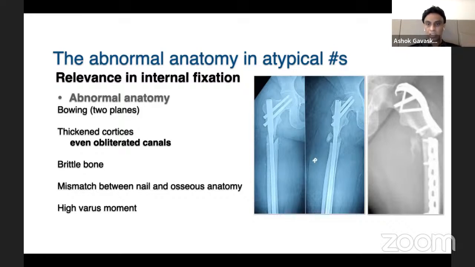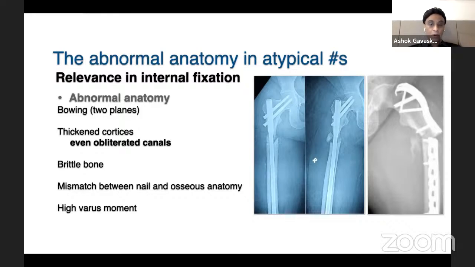The thickened cortices are stiff, but they are brittle. As you can see on the X-ray image on the right side, they are brittle, and if you are not careful, you will just break them. And when you try to put in a nail, either straight or the ones with the angle, there is always a mismatch between the nail and the osseous anatomy. More often than not, you are not bound to get an anatomical reduction in these fractures, however hard you try. So the other question is, can we plate them?